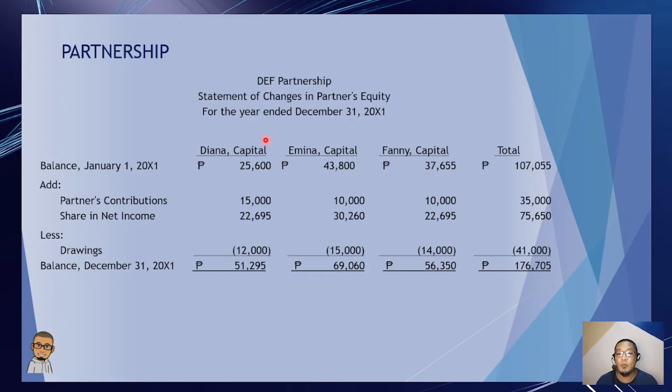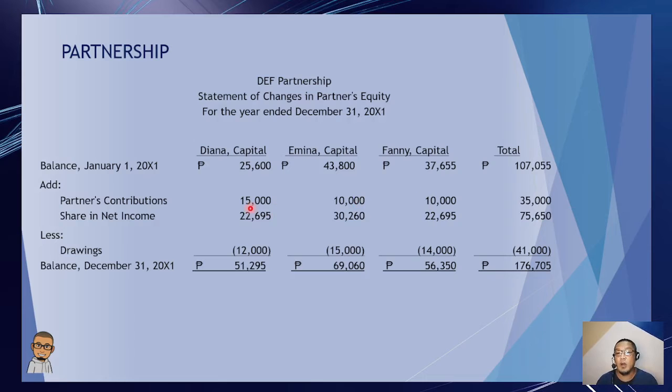First, ipapakita mo muna kung how much yung simula nung mga partners natin. So, kung 10 sila, so 10 columns din meron tayo dyan. And then, the 11th column, papakita mo kung magkano yung total. Ay, papakita nga natin kung magkano yung total. Next, kung mapapansin nyo, katulad din siya ng sole proprietor. Kaya lang, 3 yung magiging owners.